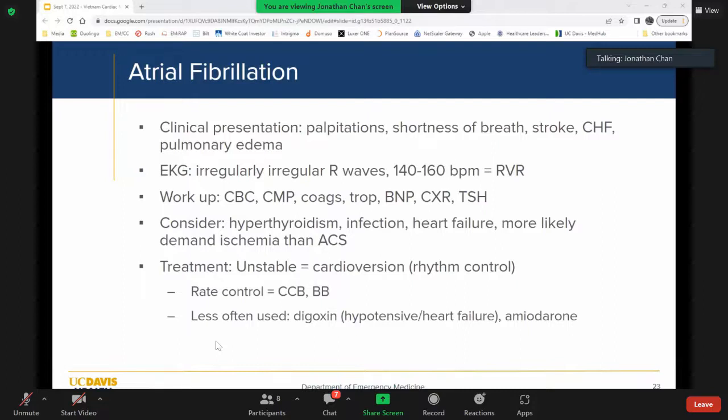The treatment there, if the patients are unstable, we can cardiovert them, we can shock them. And that's what we call rhythm control. If they are stable, then we can do rate control, which would be calcium channel blockers or beta blockers. So like diltiazem or metoprolol are the two we use the most commonly. And other medications like digoxin and amiodarone can also be used, but we don't use them as often there.